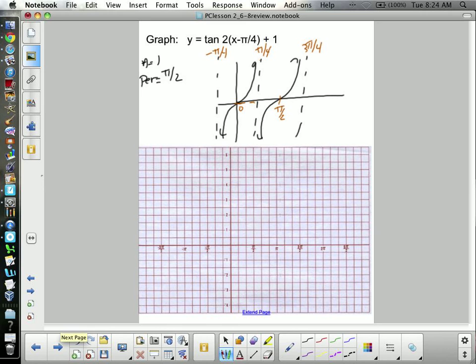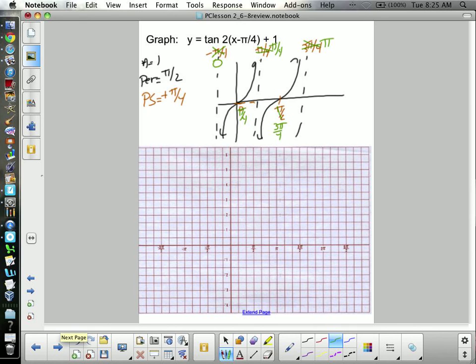I have a phase shift, though. My phase shift is how much? Plus pi over 4. So now I have to take all these x horizontal axis numbers and add pi over 4 to it. So this negative pi over 4 becomes 0. This becomes pi over 4. This becomes pi over 2. Now we're adding quarters, so it's a little easier. 3 pi over 4. And that becomes pi.